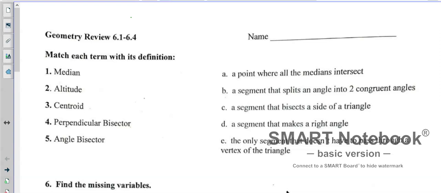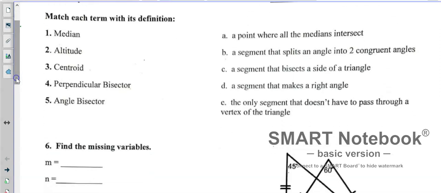All right, review for Unit 6. So the first part is just vocabulary. All right, so matching, you draw lines, write letters. I'm just going to write the letters first and then talk about them. So C, D, A, E, B.